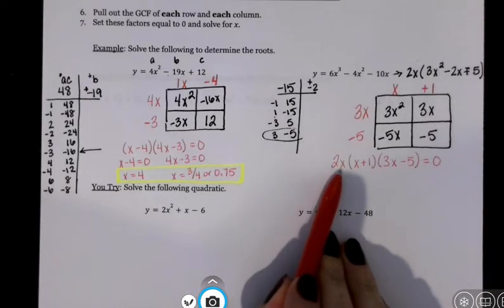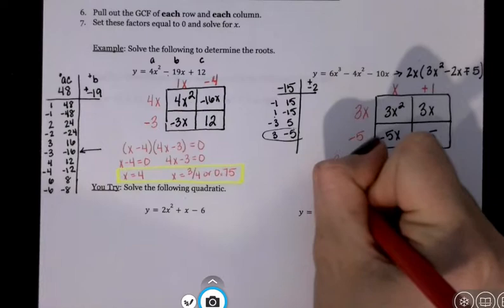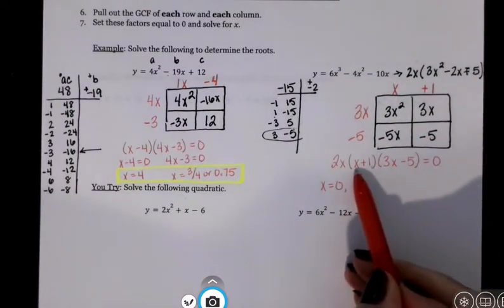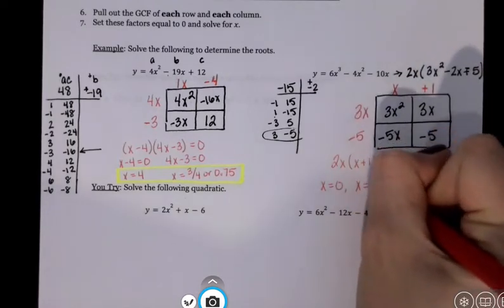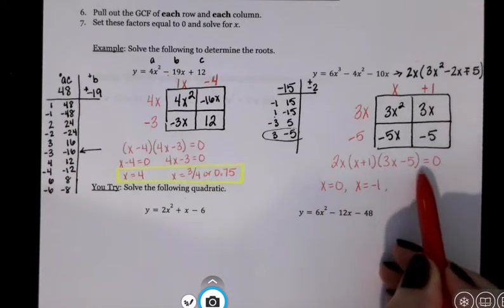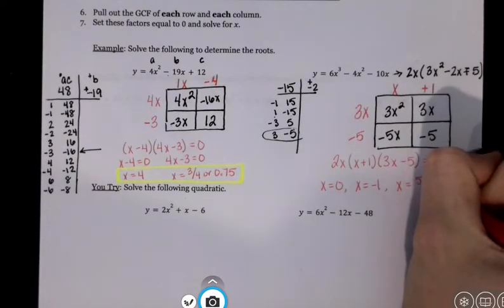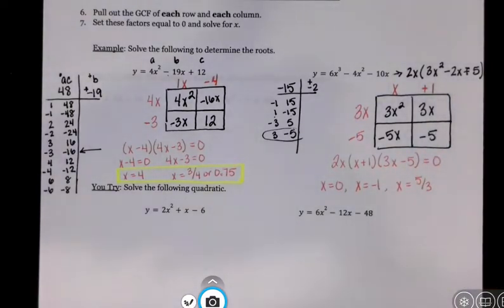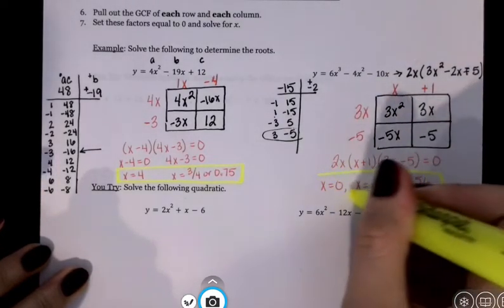If I set 2x equal to 0, I would have to divide each side by 2. I would get x equals 0. The middle one, if I set this equal to 0, I would subtract 1 on both sides. I get x equals negative 1. Then I set this one equal to 0. I add 5. Divide by 3. I would get x equals 5/3. And I'm going to leave that as a fraction because it would be a repeating decimal, and that's not as accurate. So these are going to be my roots for that one.